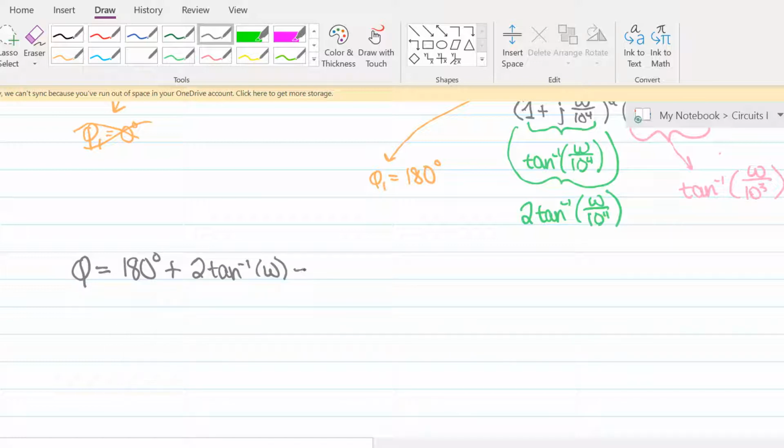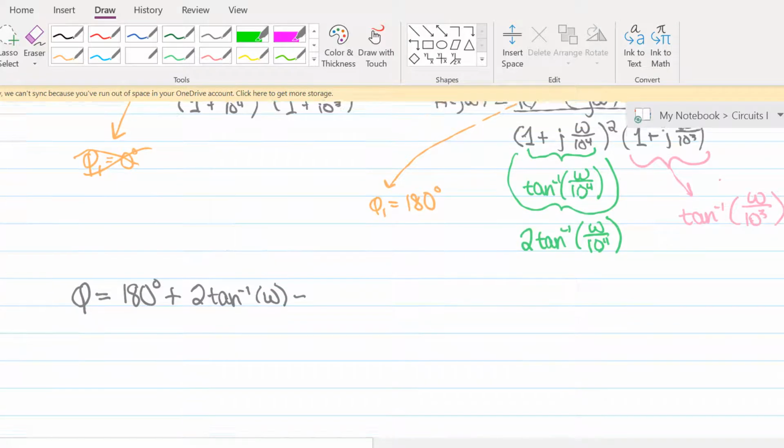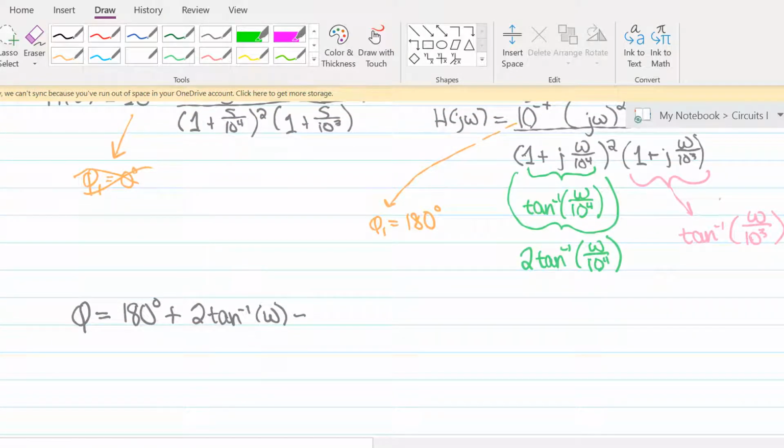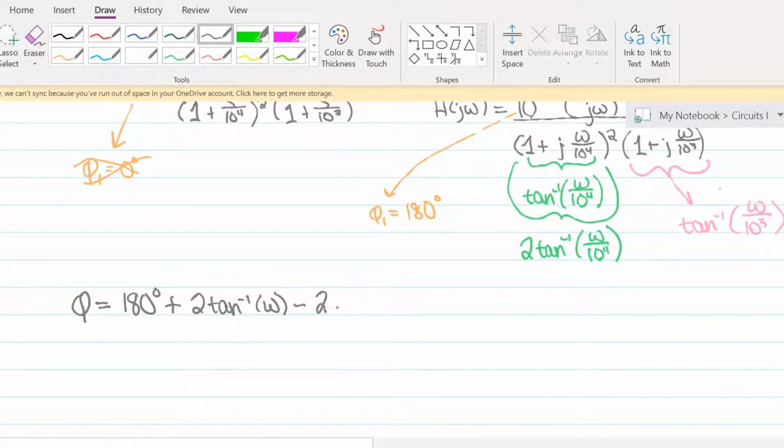Now I'm going to start subtracting because I'm looking at stuff in the denominator. So the one in green, I had the first factor squared, so I'm subtracting 2 of those angles. So minus 2 inverse tangent omega over 10 to the 4th. And then subtract that last angle, inverse tangent of omega over 10 cubed.